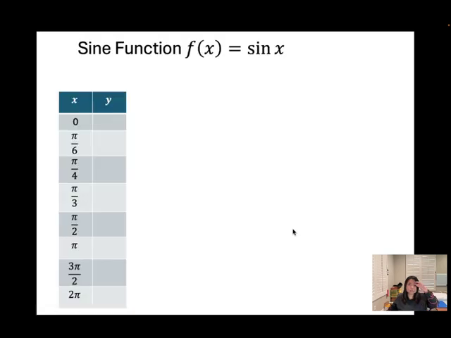Okay, let's look at the sine function, f of x equals sine x. I have the x coordinates here already, and I want you to try to plug them in to see what you get for y. For example, when x equals 0, sine 0 is equal to 0. Okay, sine pi over 6, what's it going to be equal to? 30 degrees. Sine 30 degrees equals 1/2. Okay, I want you to try to fill in this table first.